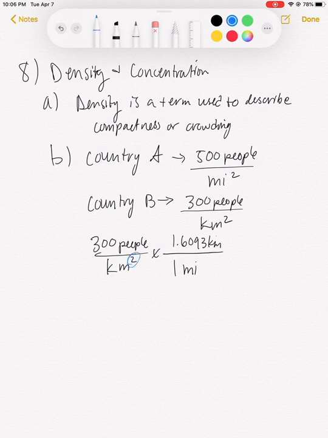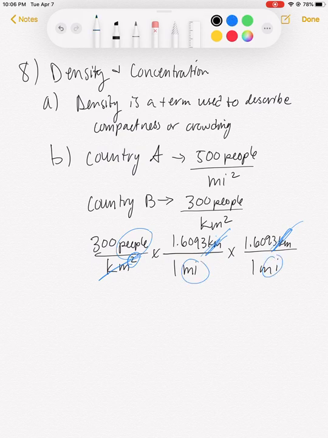And what this will do is get rid of one of the kilometers, because I have 2 here and I have 1 here. So I need to multiply this by another conversion factor, 1.6093 kilometers for 1 mile. When I do that, I can cancel those 2 kilometers with those 2 there, and I end up with people per miles times miles, or miles squared. So that works out nicely.